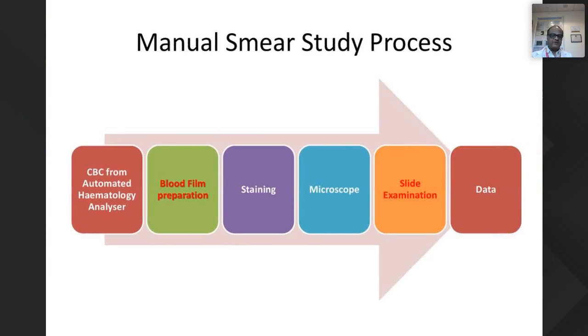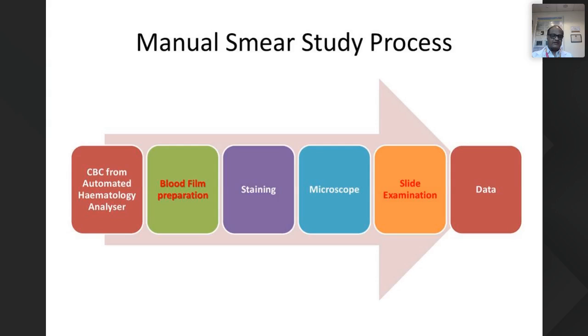As I told you in the beginning, the peripheral blood smear study has a process. So what is the process? We start from the EDTA blood, which is given to the automated hematology analyzer, so you get a CBC from the analyzer. Next, blood film preparation is done. Staining of the blood film is done. Then it is brought onto the microscope, where the morphologist or the pathologist has a look at it. Then we have a thorough slide examination, data collection, and make a report of the same.